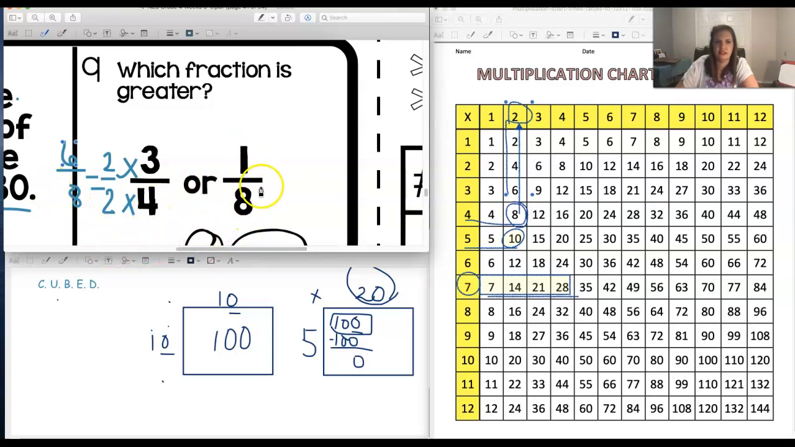Now that I have 6/8 and 1/8, I can simply just look at this top number, which we call the numerator. I can look at the numerator, 6 and 1, which is greater? Well, 6 is greater. So I'm going to put 2 dots on the side of the greater number and 1 dot on the side of the lesser number and connect the dots. And I see then that 3/4 is greater than 1/8. So which fraction is greater? 3/4.